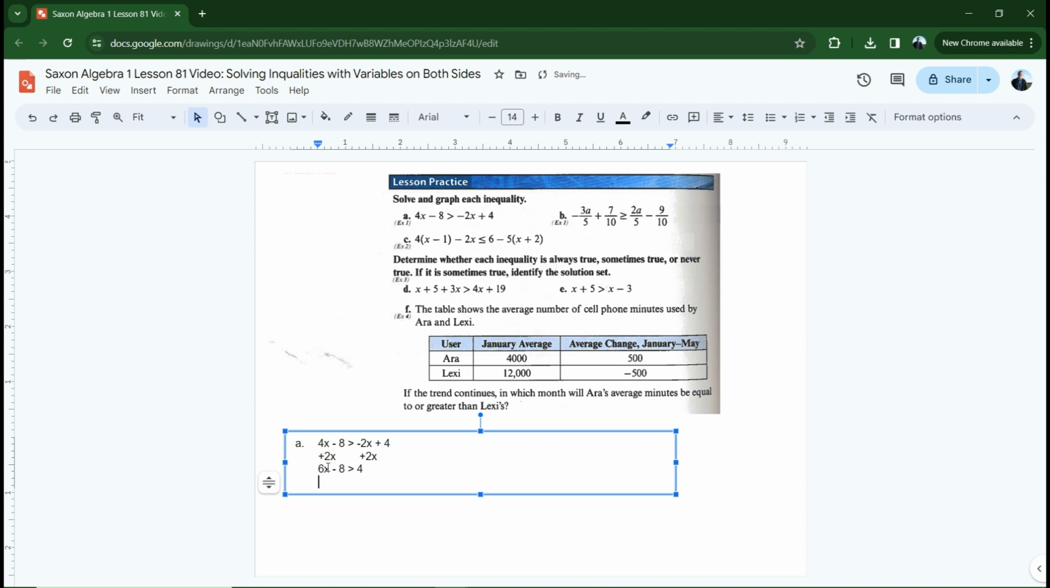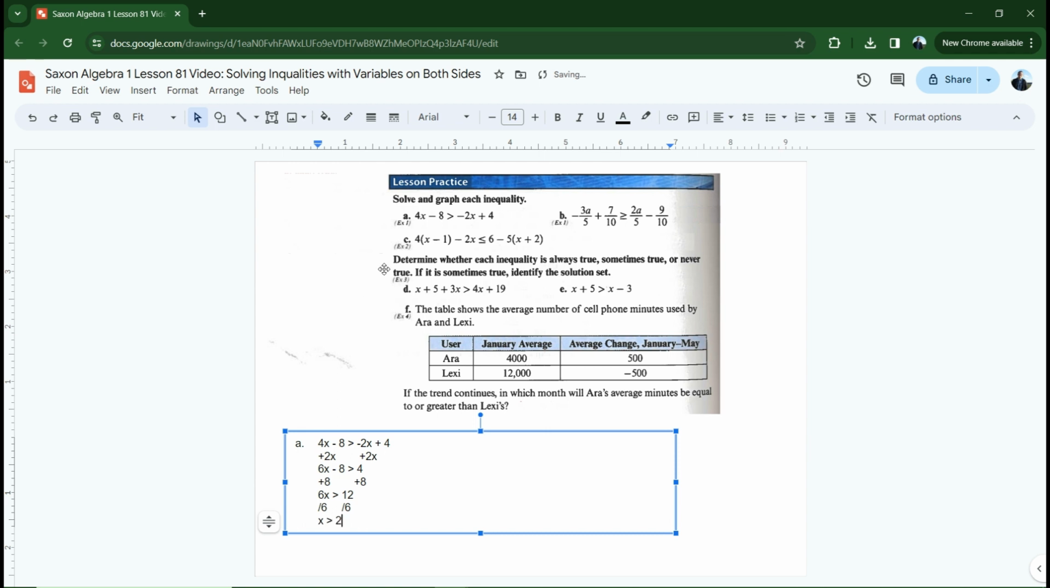Now I'm going to solve my variable term like I always do. I'm going to add 8 to both sides to get my x term by itself. That's going to give me 6x is greater than 12. And now I can divide both sides by 6. And that's going to get the actual x variable by itself. This is going to be x is greater than 2.